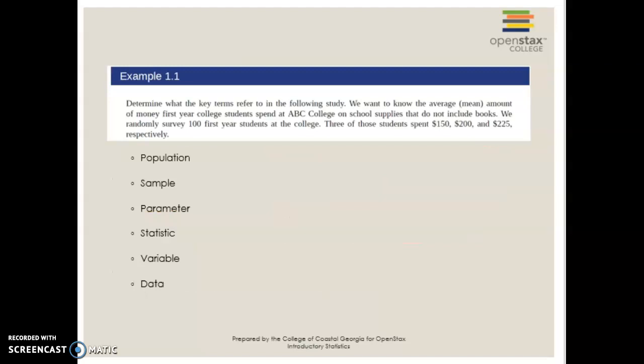Okay. Let's look at examples here. Maybe we can make sure you understand what the differences are with population, sample, parameter, statistic, variable, and data. Determine what the key terms refer to in the following study. We want to know the average, the mean amount of money first-year college students spend at ABC College on school supplies that do not include books. We randomly survey 100 first-year students at the college. 3 of those students spent $150, $200, and $225, respectively.